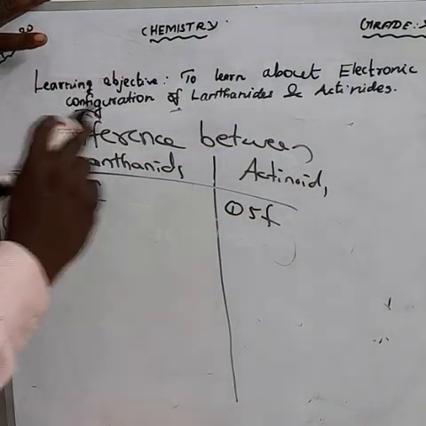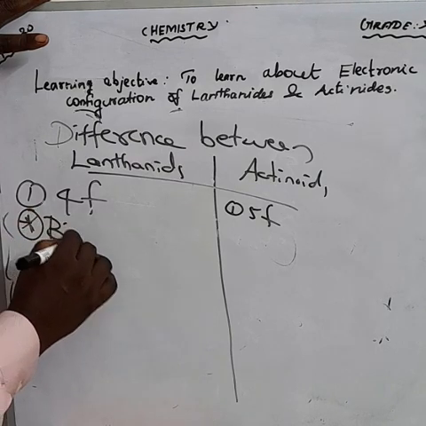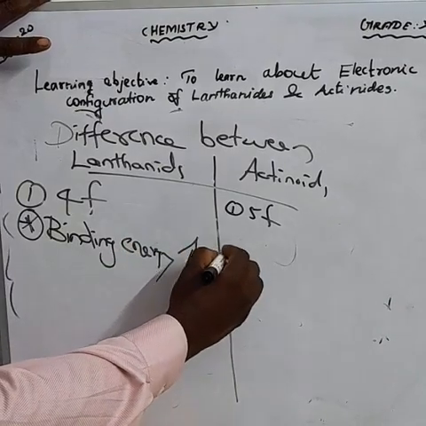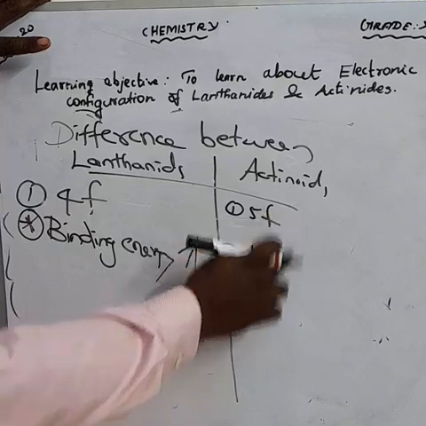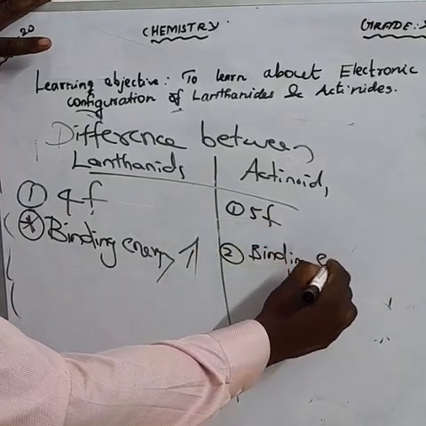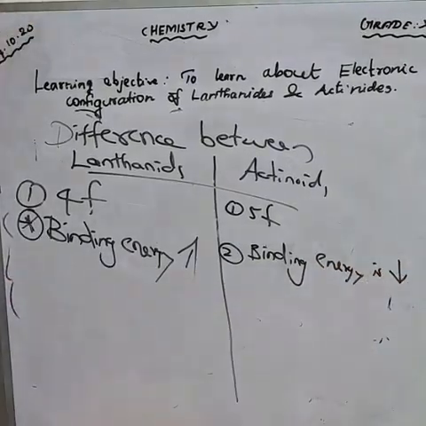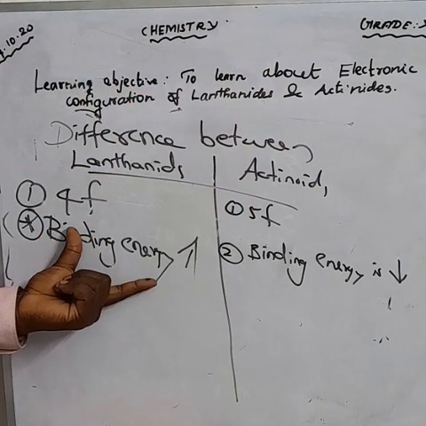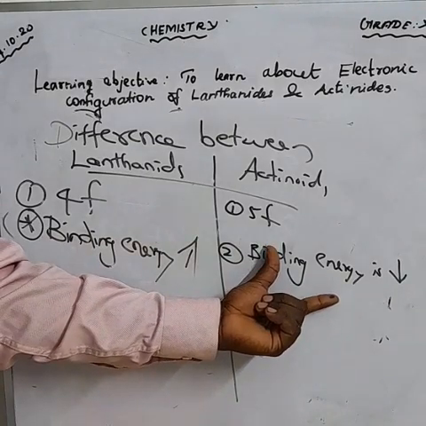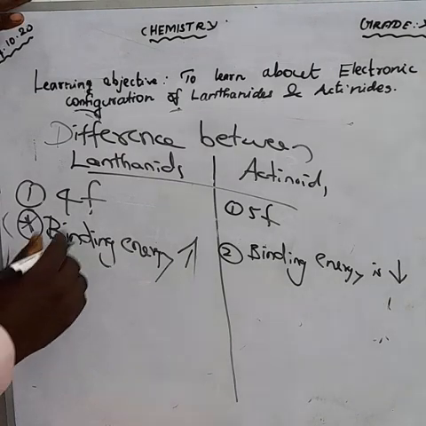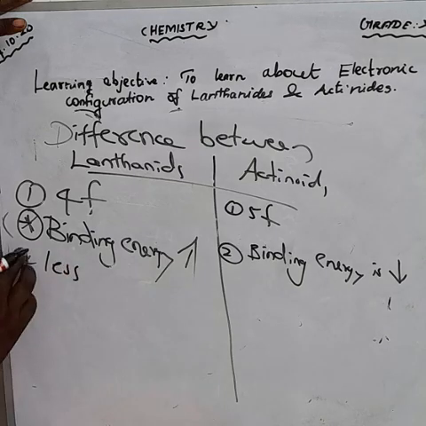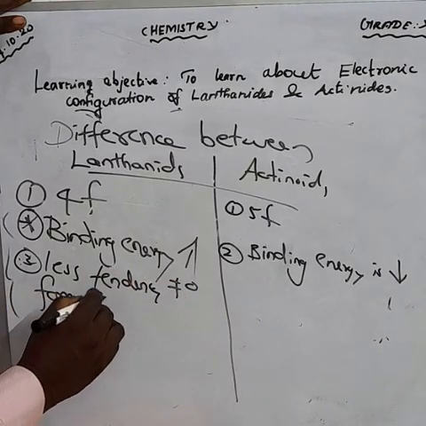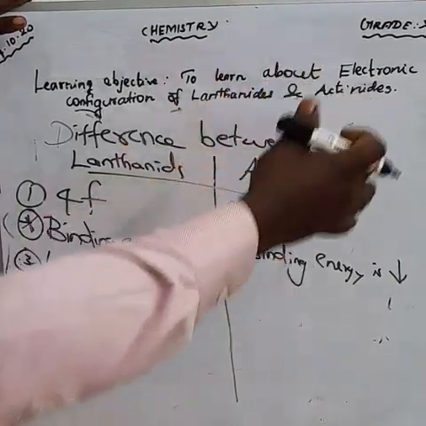Binding energy of 4f electrons is higher. Here, binding energy of 5f electrons is lower. Then, less tendency to form complex in lanthanides. Here, actinides have a greater tendency to form complex.